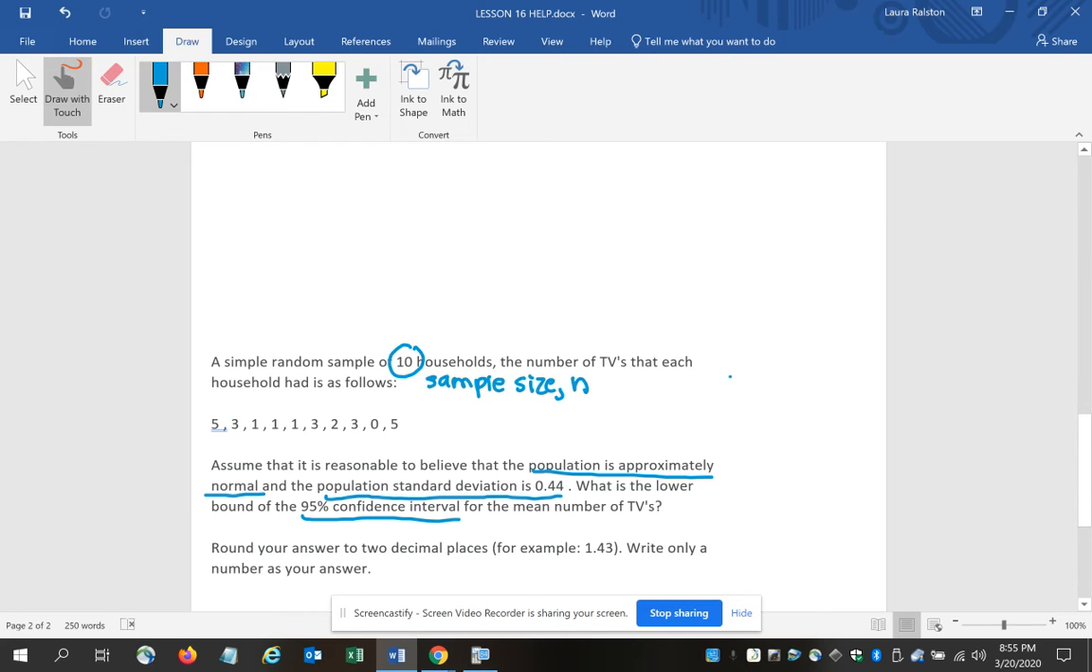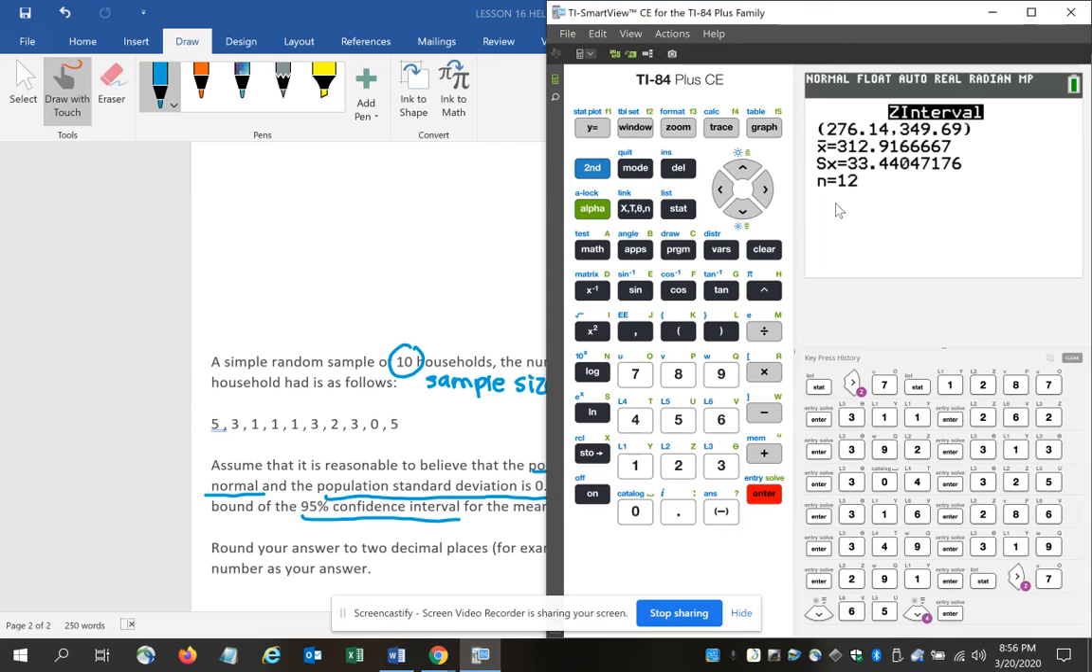So here again, if we think about what we know, we need the sample mean, the sample size, which we've determined is 10, the population standard deviation, which they give us as 0.44, and the confidence level, which is 95%. So here again, because I have the raw data, when I go to my calculator, I'm going to have to enter that raw data before I can use the z-interval command. So again, I'm going to walk you through how to do that. We need to clear out the one that we entered earlier.